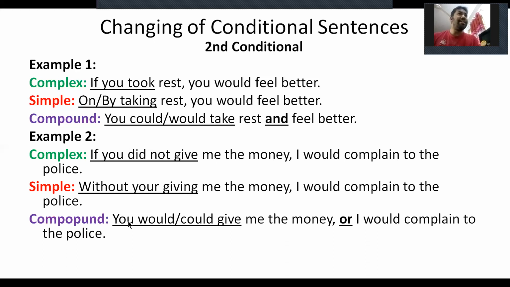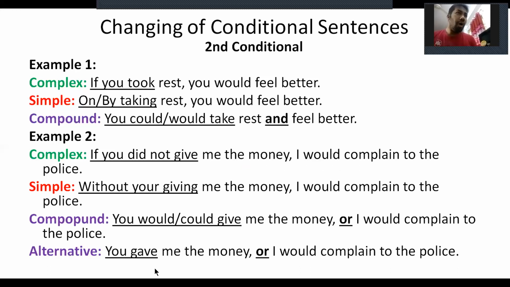To make this sentence a compound one, we need to use the modal auxiliary verb would or could with the main verb of the sentence. So, you would or could give me the money, or I would complain to the police. Or alternatively, we can use: you gave me the money or I would complain to the police.